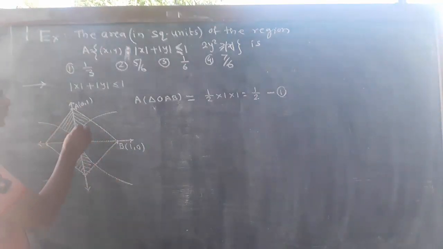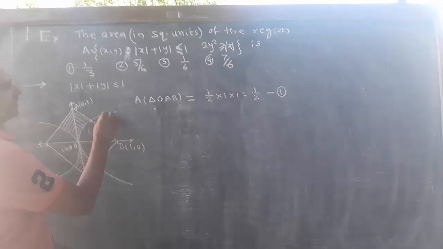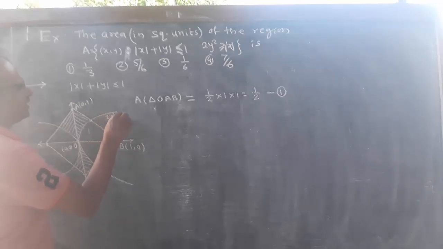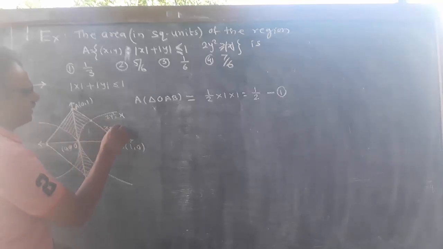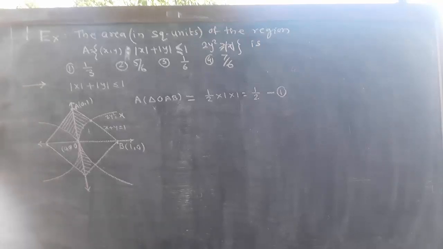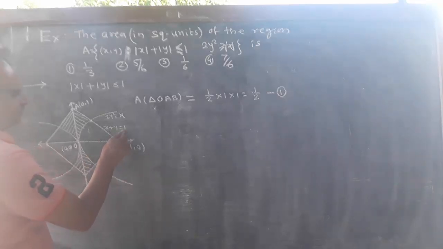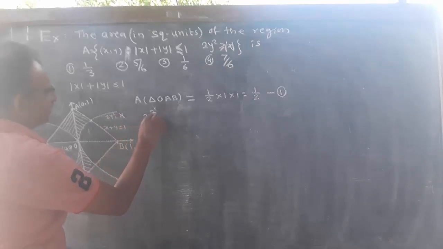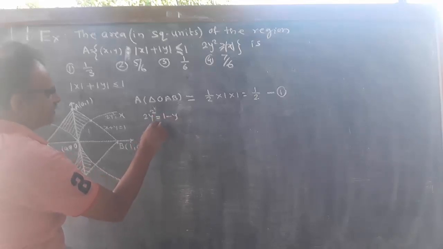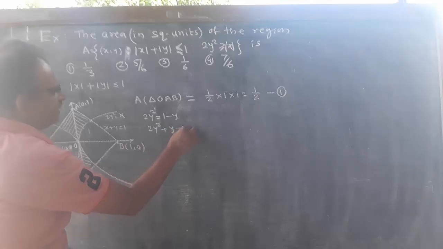Now we shall find out this point of intersection. For that we shall solve these two equations: 2y square equal to x, and x plus y equal to 1. If we solve these two equations, x equal to 1 minus y. Put this x equal to 1 minus y here. Therefore 2y square equal to x, and that is nothing but 1 minus y. Therefore 2y square plus y minus 1 equal to 0.